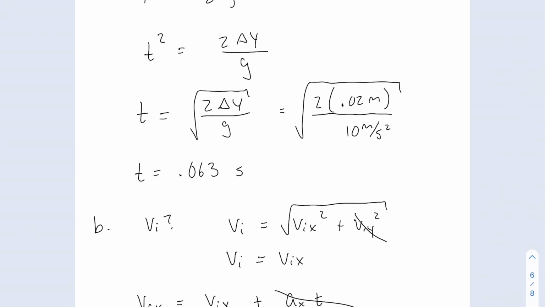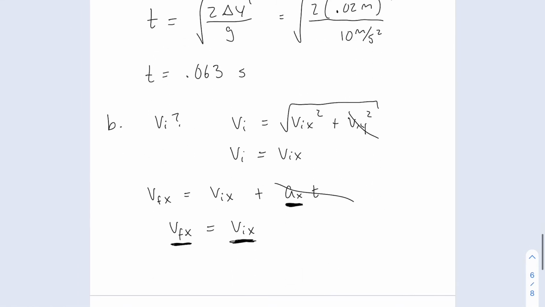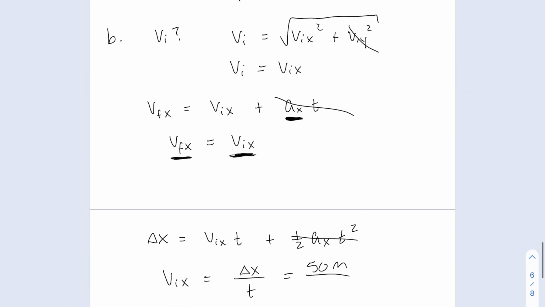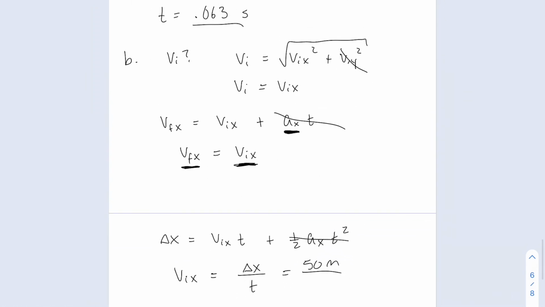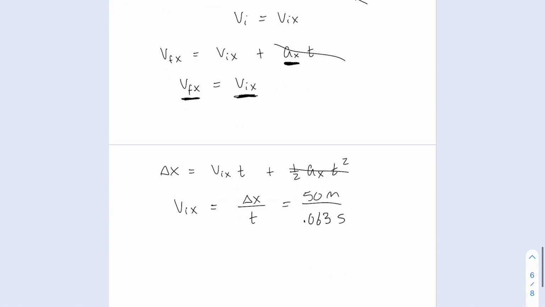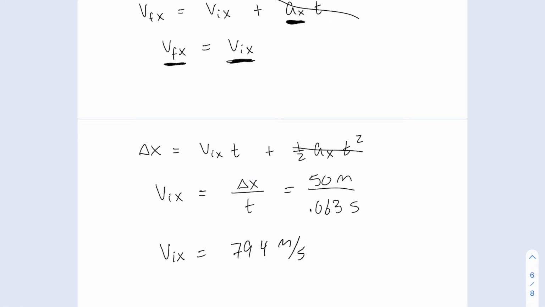So just a quick note here, if you are taking an assessment and you mess up on part A and you get the wrong time, as long as you are consistent by using this time that you got from part A in part B, you're not going to lose any points on part B. So plugging in that time, 0.063 seconds, let's see what we get. So plugging that in, we get 794 meter per second.